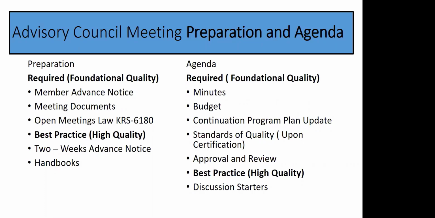Your budget is a description of the funds that are allocated to your center, and then your plans on how you're going to spend it. And then even discussing how you've already spent some of those funds that they may have approved previously. At your continuation program plan update.